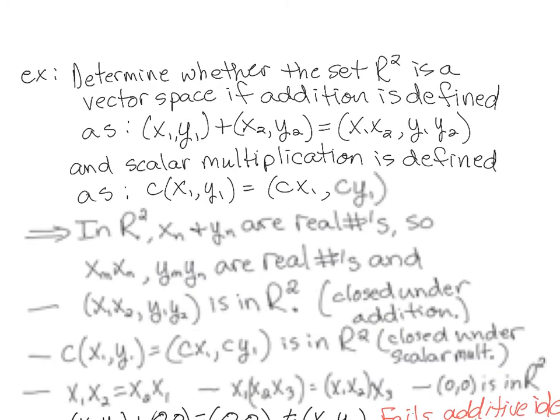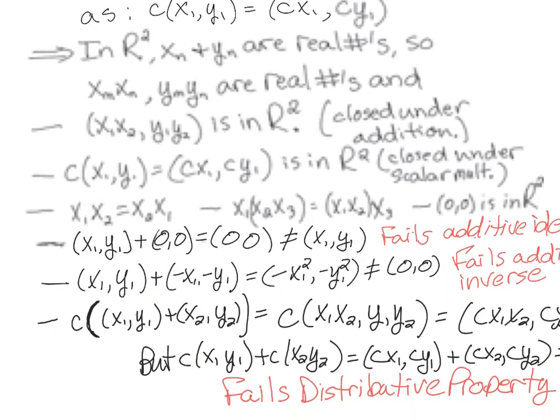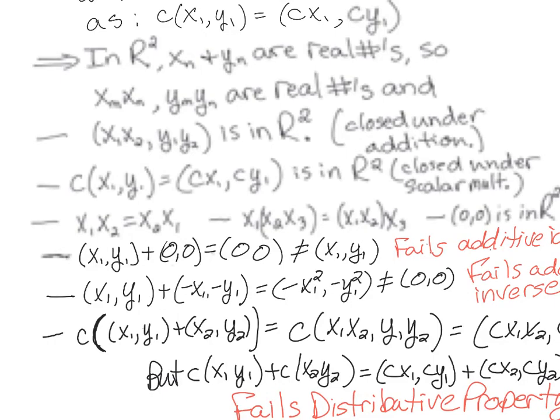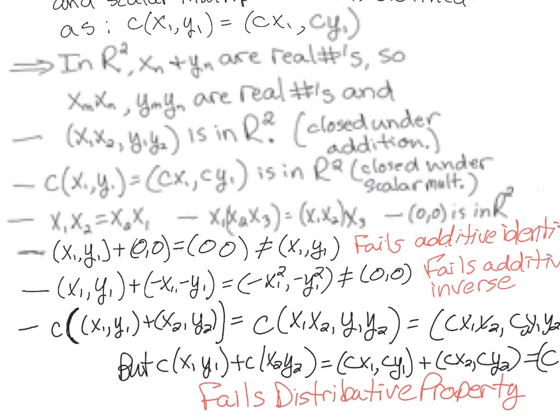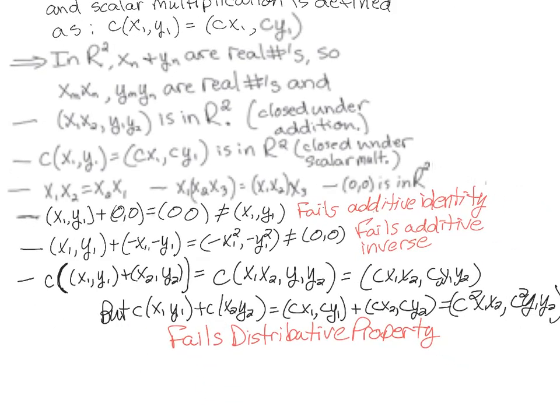Okay, determine whether the set R2, this is real numbers in the plane, the XY plane, is a vector space if addition is redefined so that when we add this point to this point, instead of getting x1 plus x2, we have them multiplied. So we've redefined addition. Scalar multiplication is the same. Okay, so let's see what happens. Remember, we're multiplying instead of adding. We redefined it just for kicks to see if it is a vector space.